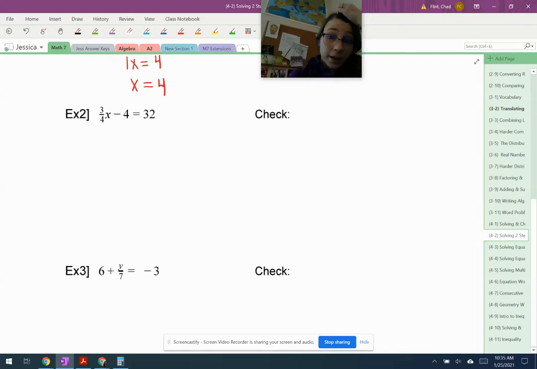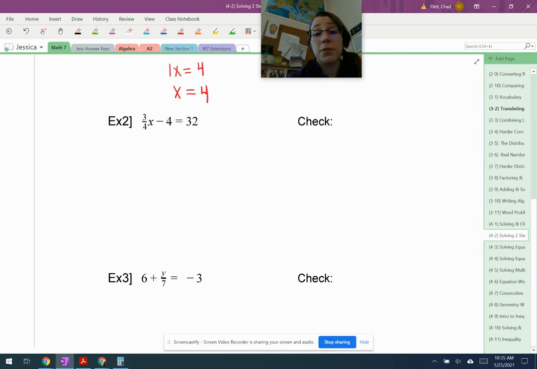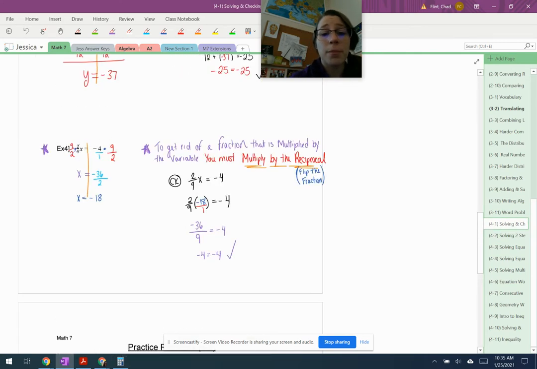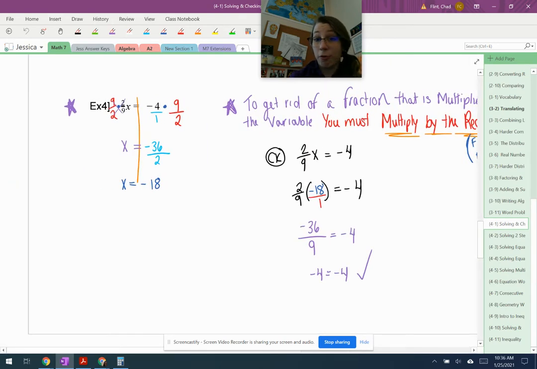Right, example 2 here. You can see that we have two-step equations, again, preventing my variable from being by itself. You might start having some panic attacks over the fact that we have a fraction involved. Never fear, we dealt with those fractions in our first lesson. And remember, to get rid of a fraction that's multiplied by the variable, you must multiply by that reciprocal, just like we did in example 4 from our previous lesson.